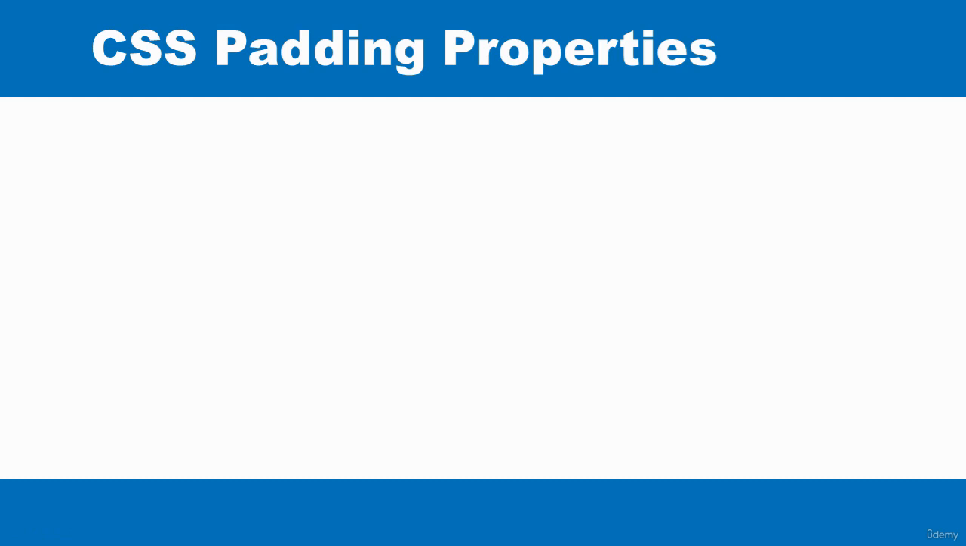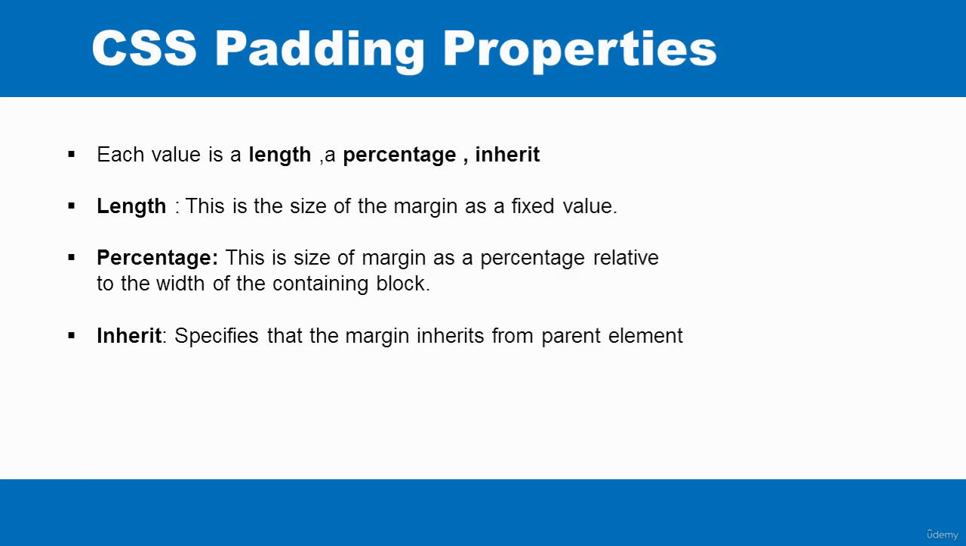All the padding properties have the following values. The length specifies a padding in pixels, points, centimeters, or whatever measurement you're using. We also have the percentage, which refers to a padding in percentage, relative to the width of the containing element. We also have inherit, which specifies that the padding should be inherited from the parent element. The key distinction between the padding property and the margin is that with the padding, negative values are not allowed.